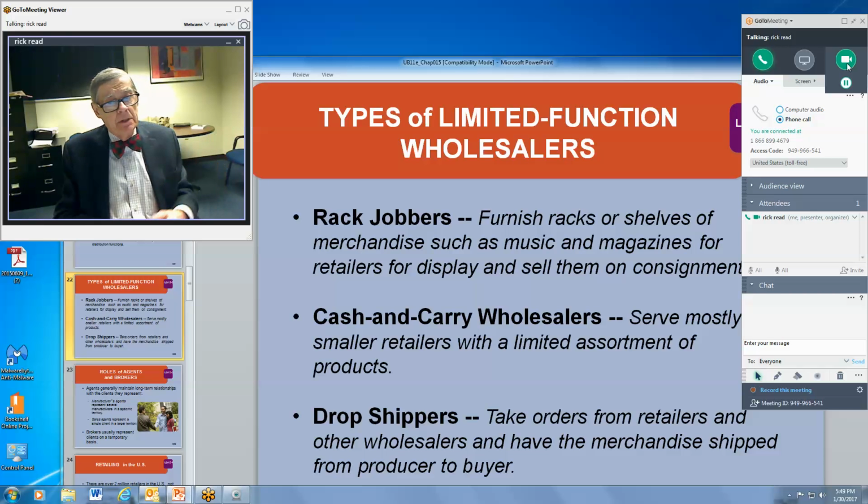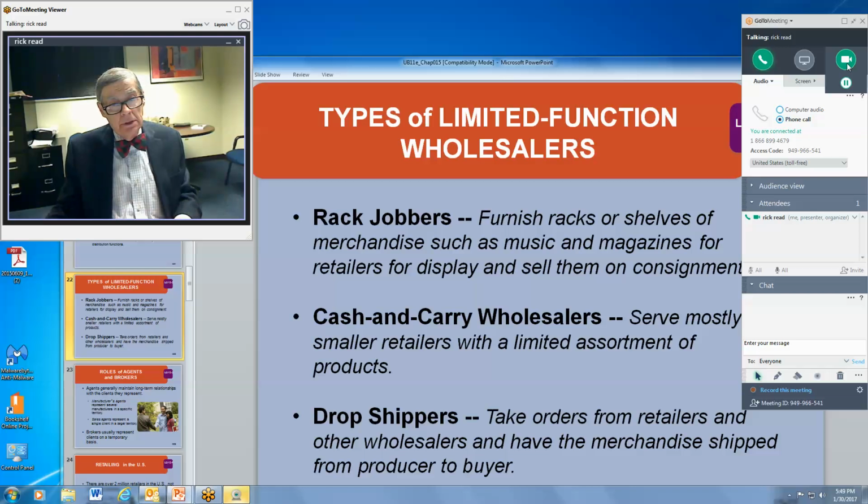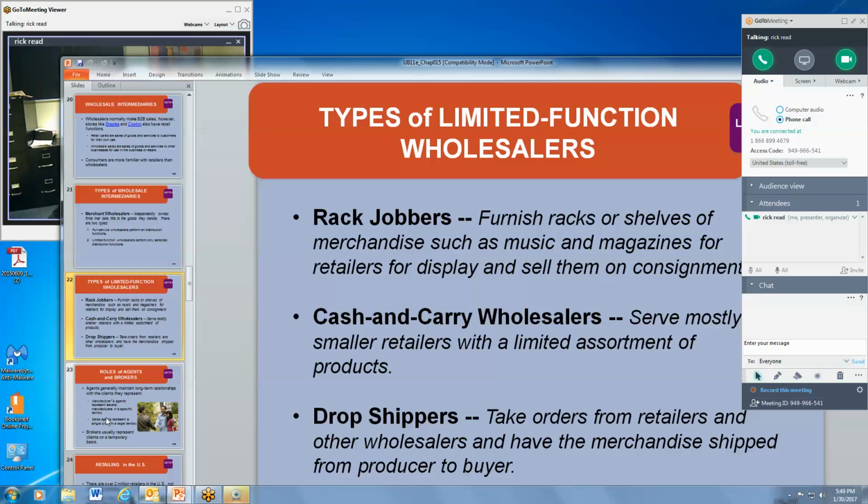They get the money. Cash and carry wholesaler is exactly what it says. You come in, you get the merchandise you want, you carry it out, you pay cash. Notice also that there is a limited amount of product available. And then drop shippers, they're going to take an order from a retailer or perhaps a wholesaler, and then the merchandise is going to be shipped directly to the user or buyer, as the case is here.